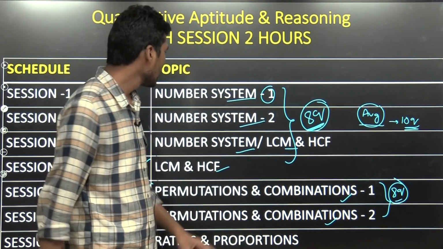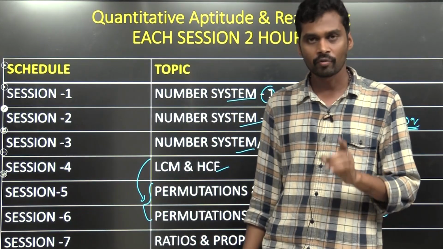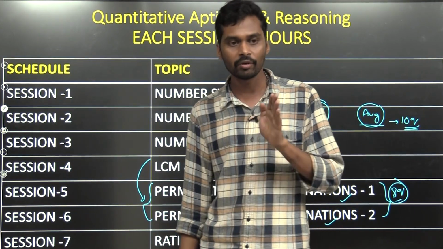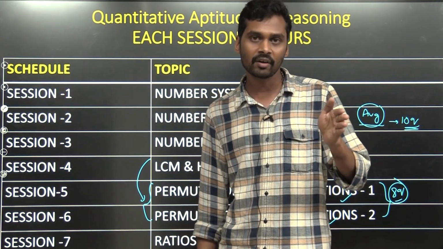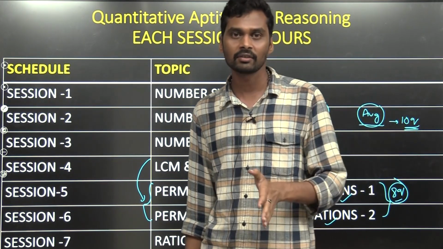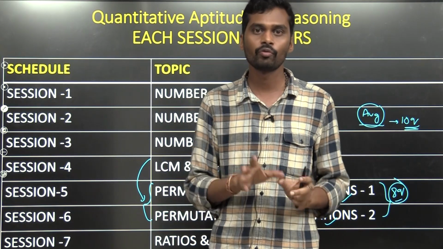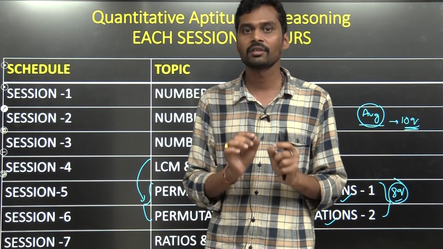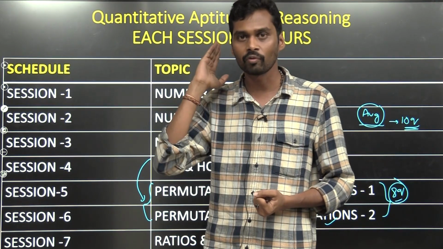From which two topics? Number system and permutations and combinations. That's why I told you that. When you are writing an exam, you need to know what kind of questions, how many questions, or from which topic the questions will be asked. You must know that. If you don't know, we will help you figure out what kind of questions we can expect, and similarly what topics we need to focus on more.